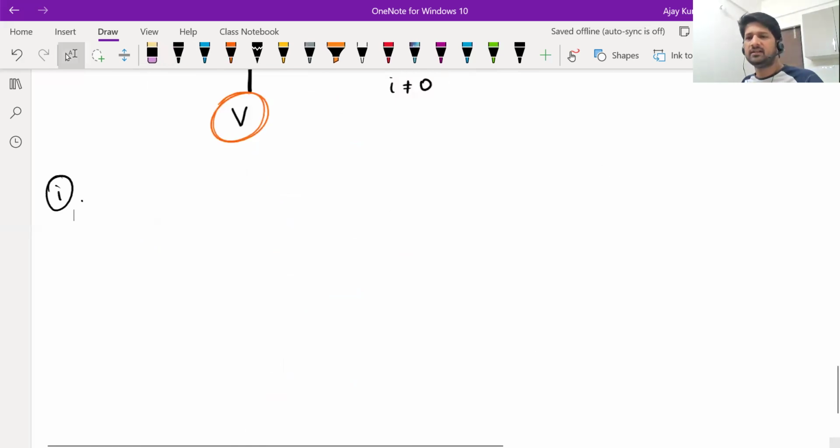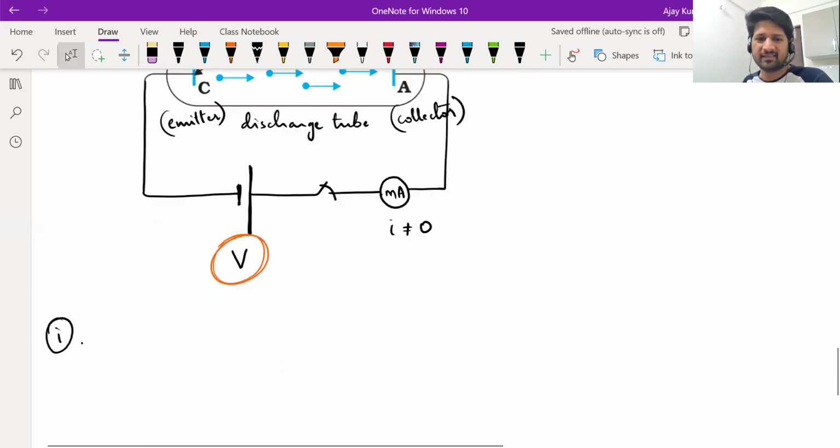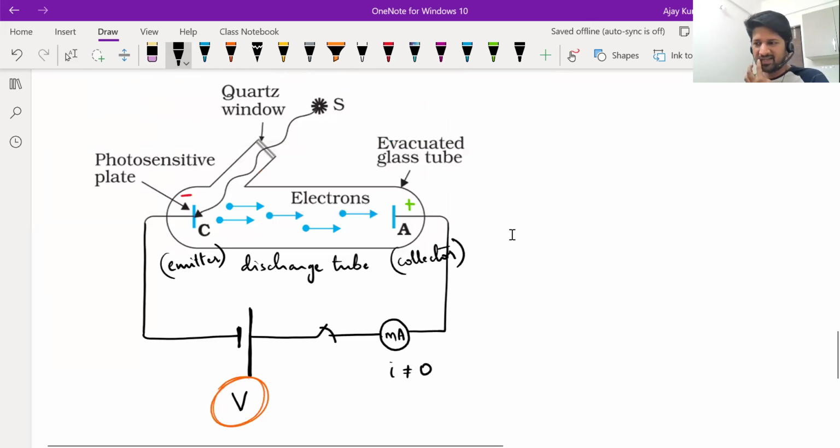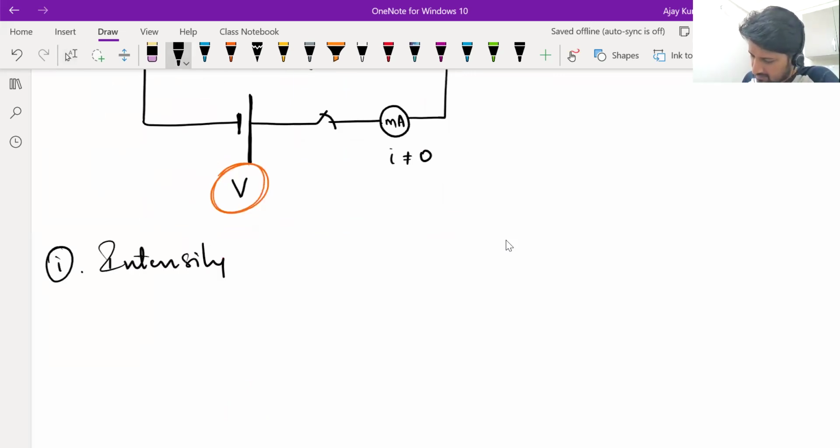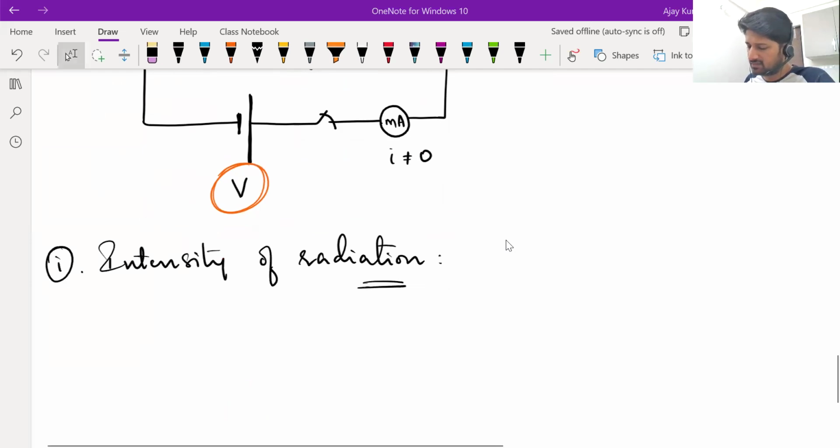First one, can any of you recollect and tell me the observations based on photoelectric emission? Okay, fine. The first parameter that they considered was intensity of radiation. So what they did was they kept the other parameters constant, meaning the applied voltage, they kept it constant. Frequency of radiation, they kept it constant. They only varied the intensity of radiation.